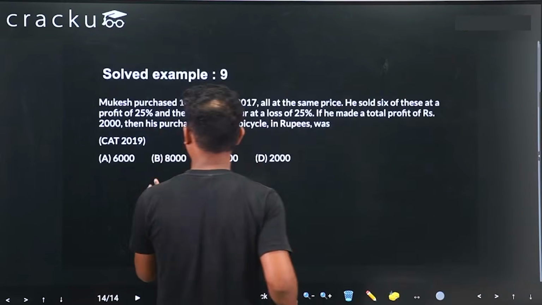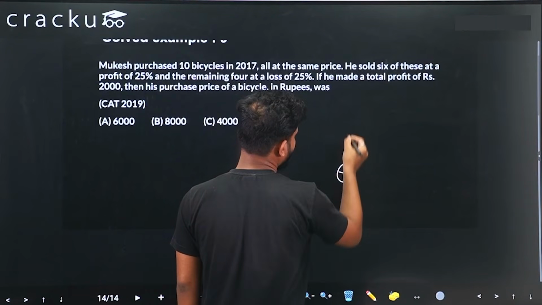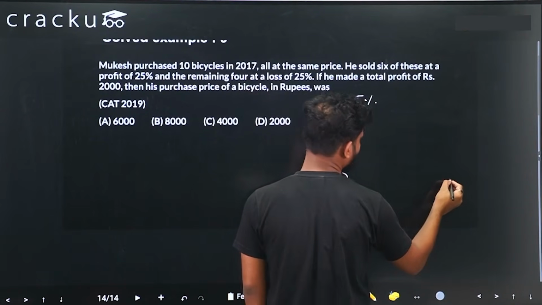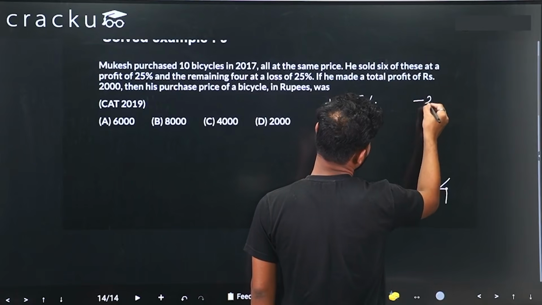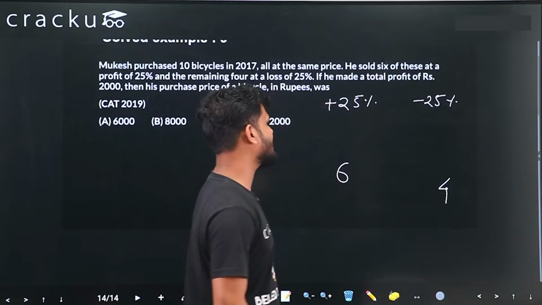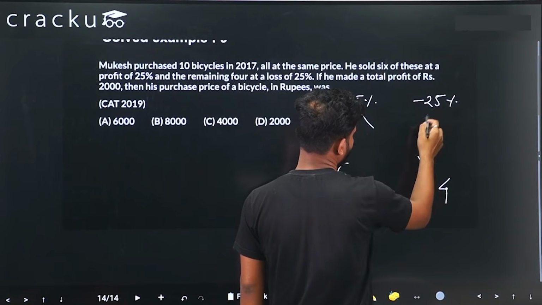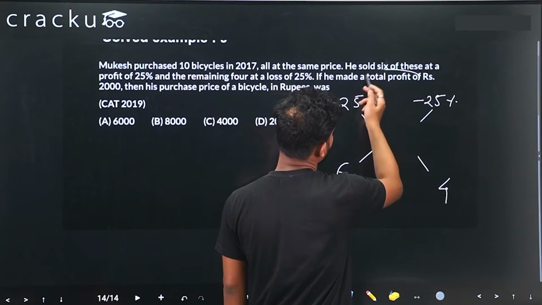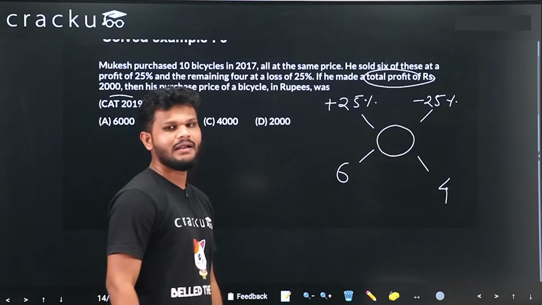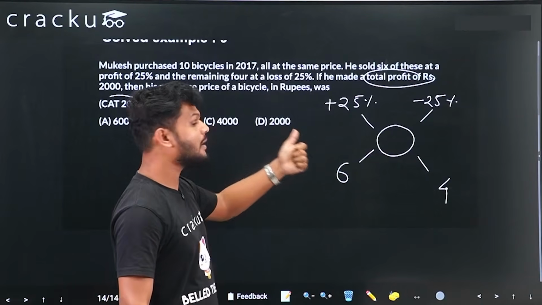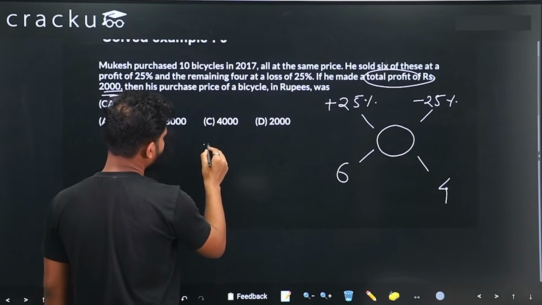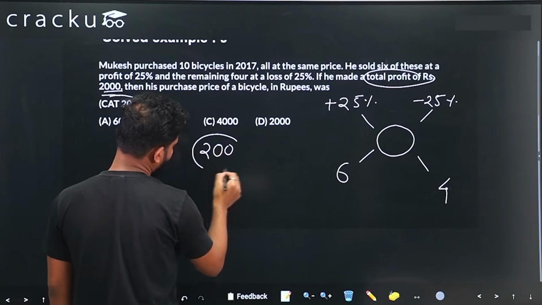Now the 6 are sold at 25% and remaining 4 are sold at loss of minus 25%. So it will be minus 25%. So we can use the alligation and find the combined profit or loss. It will be profit only. Why? Because it is given the total profit of rupees 2,000. But the value which we will get here, it will be in percentages and it will be per bicycle. So for 10 bicycles, if profit is 2,000, for 1 bicycle profit will be 200.